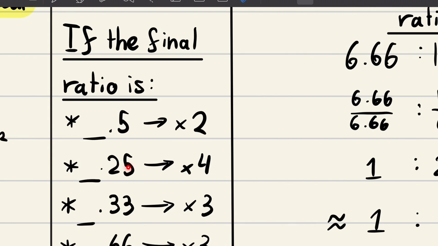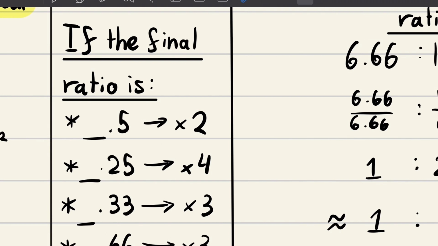If you get 0.25, you need to multiply by 4. And if you get 0.33, a ratio ending in 0.33, you multiply by 3. And 0.66, you multiply by 3. You don't have to memorize this. Just try and understand this, because these multiplying factors, you're just doing this to make sure that it ends up as a whole number integer.